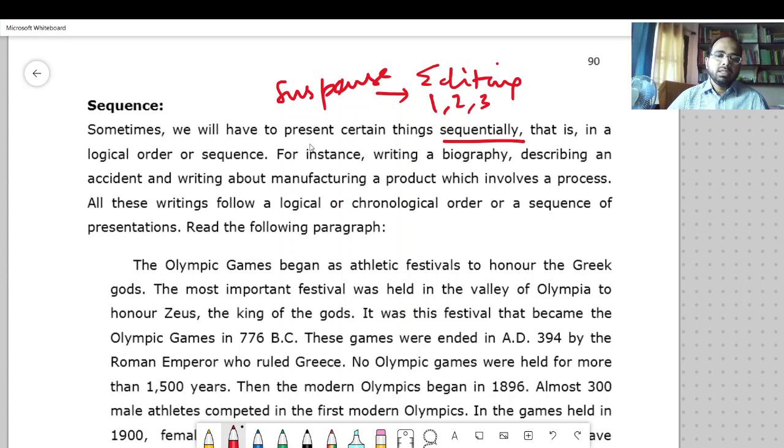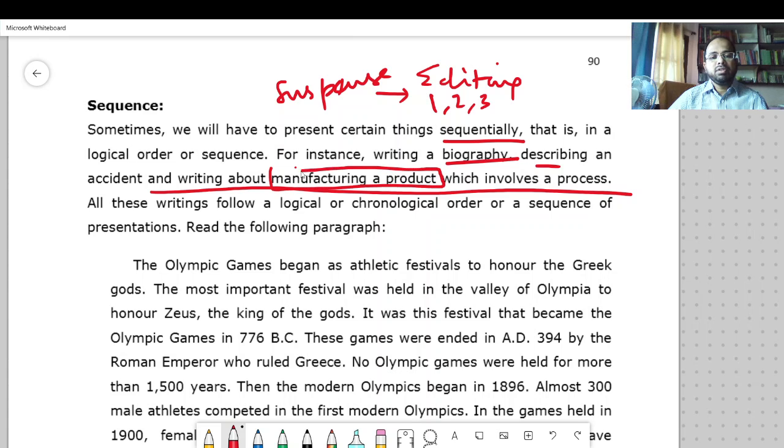it should be in a very lucid style. If it's not a sequence, usually some novels which are fictitious are not in sequence, and therefore unless you read the entire novel, it will be very difficult for you to understand what is happening and how it has been written. That is, in a logical order and sequence. For instance, writing a biography, describing an accident, and writing about manufacturing a product, which is a process.